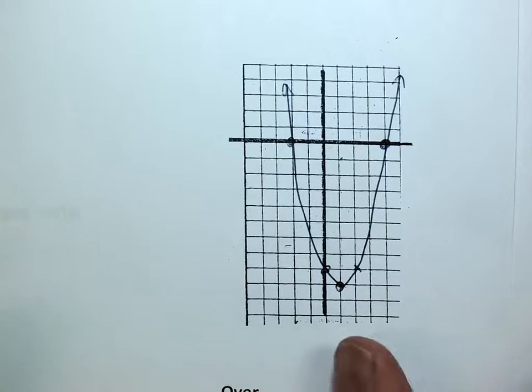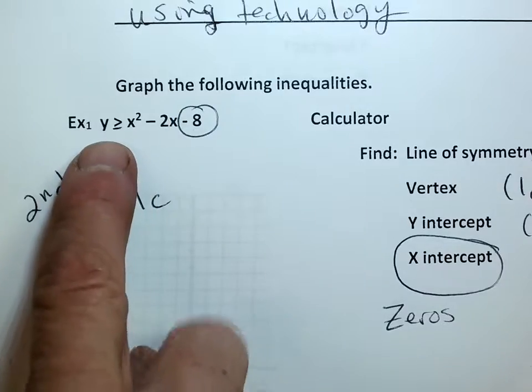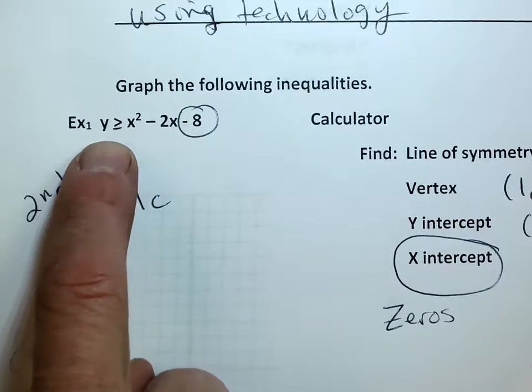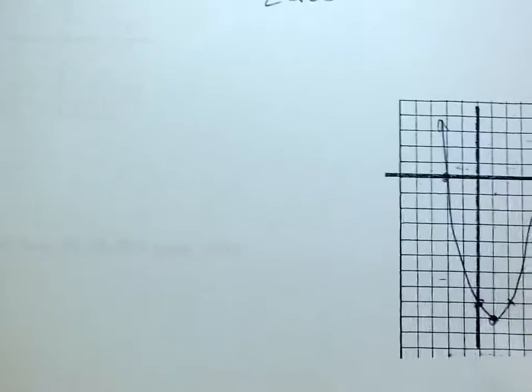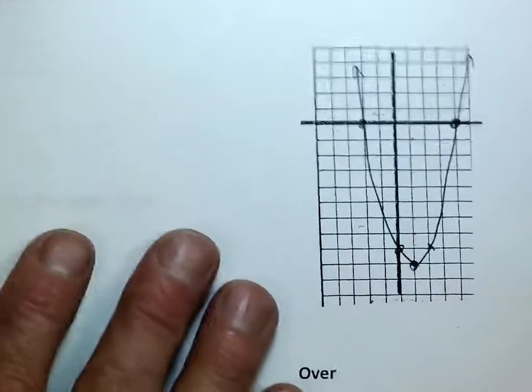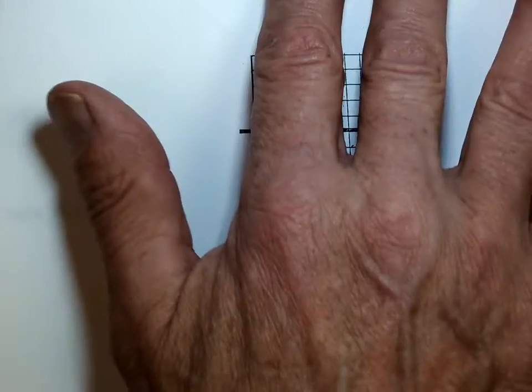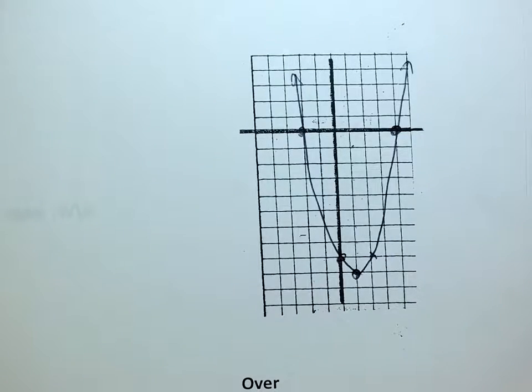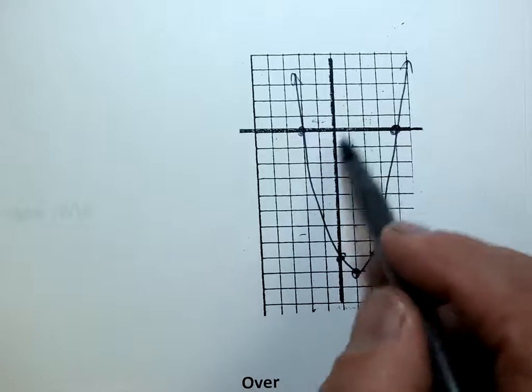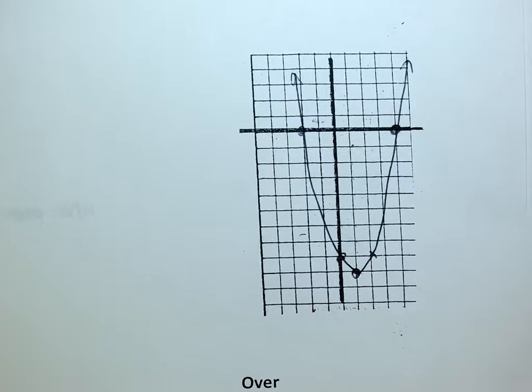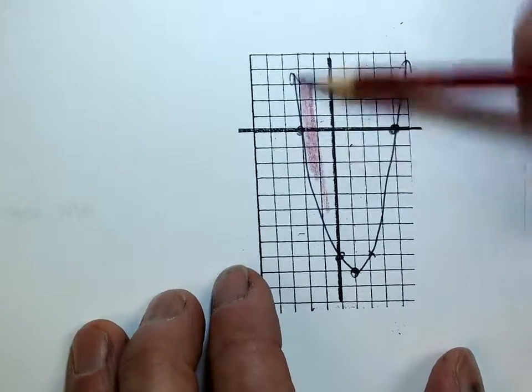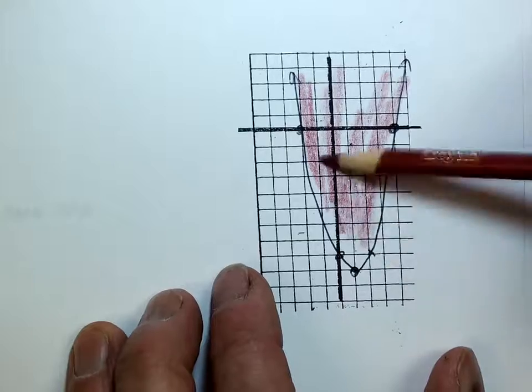Now, here's the thing we have to go back to. What we want to do is everything above, greater than the parabola. So think about this. Use a little common sense. Everything greater than the parabola would be above the parabola, right? So that's a lot of points. In fact, it's this point, it's this point, it's this. All these points are going to be above the parabola. So we just shade above. And there we have it right there.